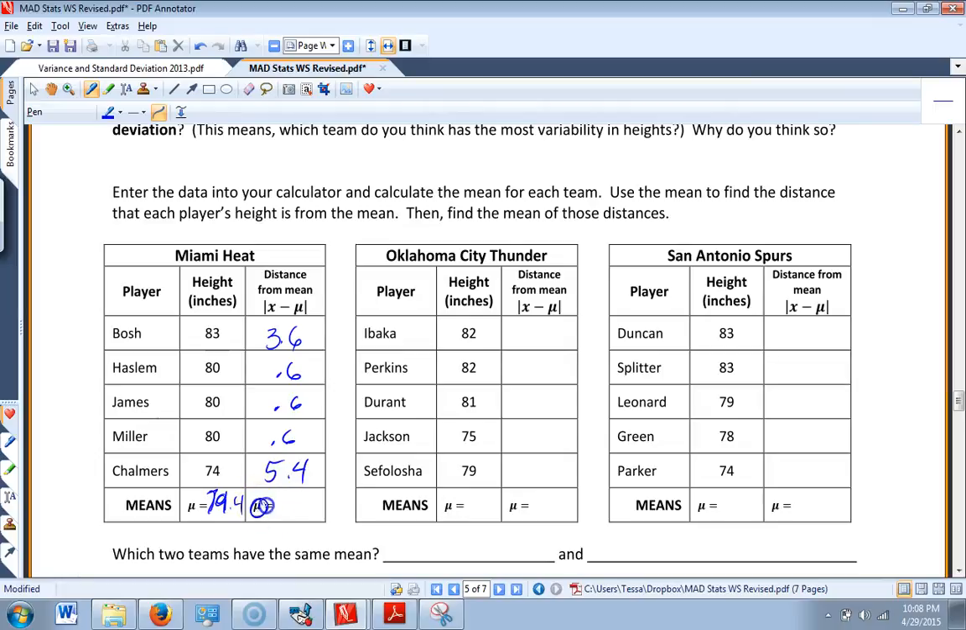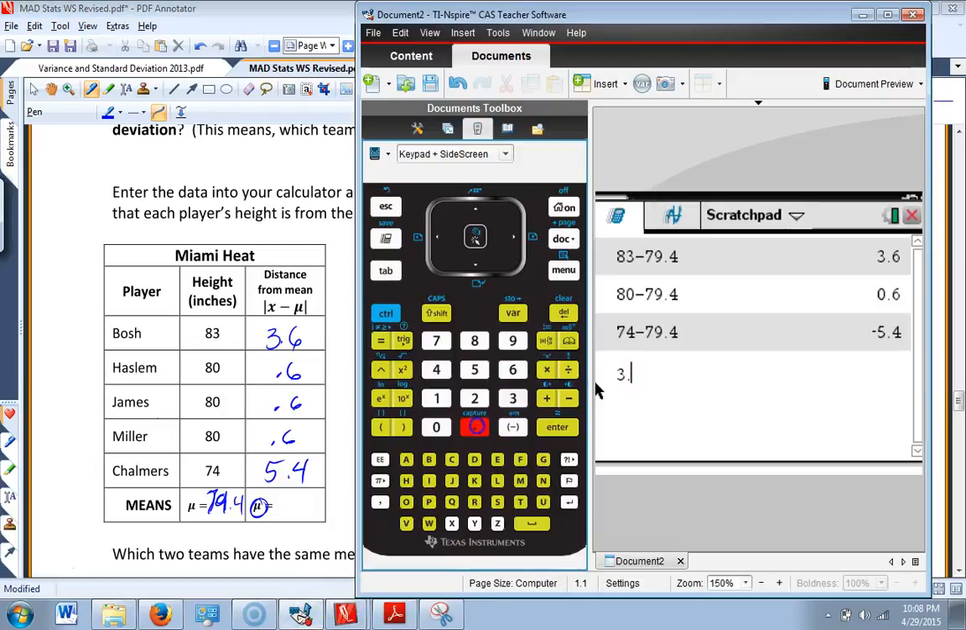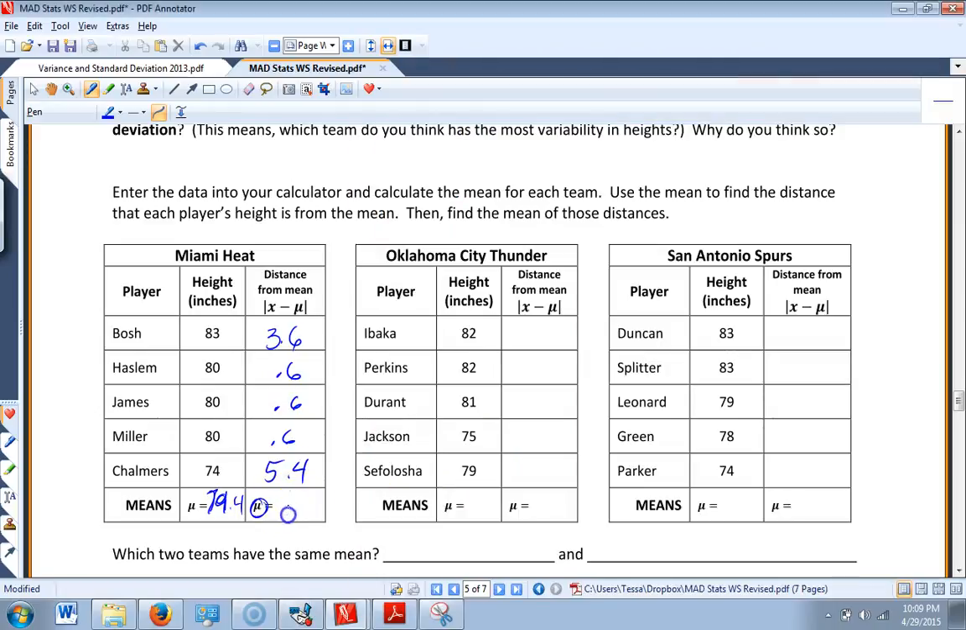Now down here it's asking us to find the average of that. In order to find the average, we have to add all these up and then divide by the number of things in our set. So we have 3.6 plus 0.6 plus 0.6 plus 0.6 plus 5.4. We have 1, 2, 3, 4, 5 things in our set, so we divide that by 5. It gives us 2.16. So the average of the absolute value of our deviations is 2.16.